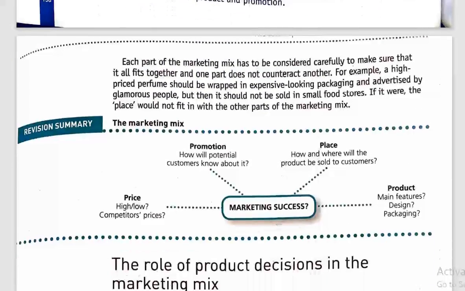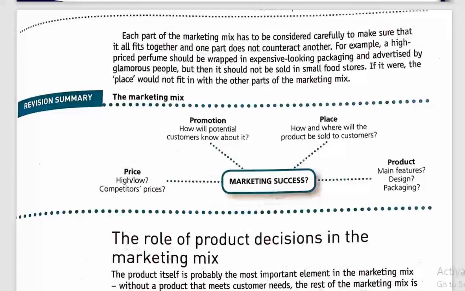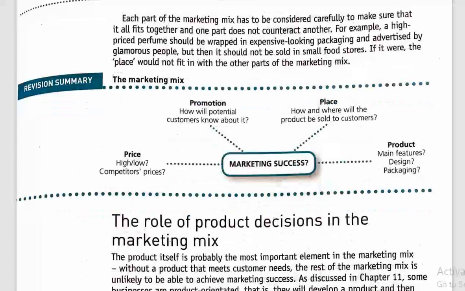So each part in the marketing mix is important. That's why all these four P's work together in order to make the marketing process a true success. And there is also, we must focus also on the packaging part, and that's what we are going to explain later in this lesson.